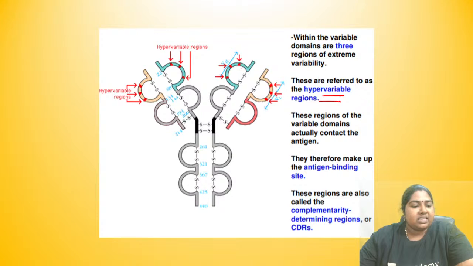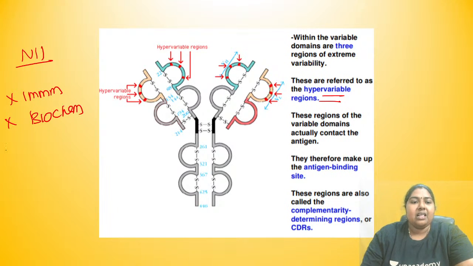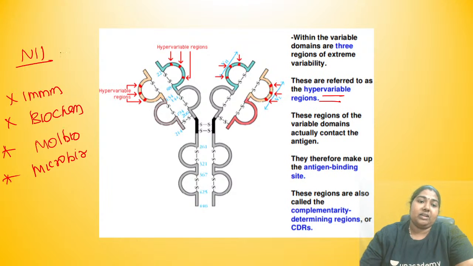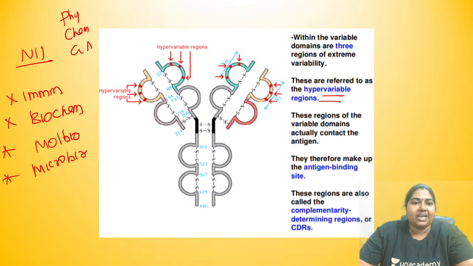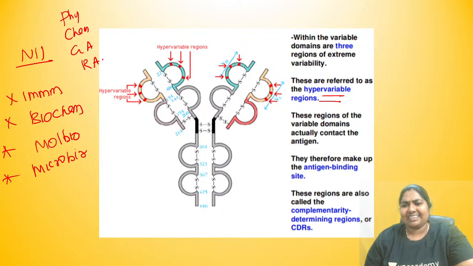No, not only immunology. For NII, number 1 is immunology. Apart from that, more basics will be from biochemistry, and they will ask more questions from molecular biology and a little bit from microbiology too. Apart from that, you have physics, chemistry, general aptitude, and research aptitude too. But you can take it. It is a very light exam, not as tough as CSIR.